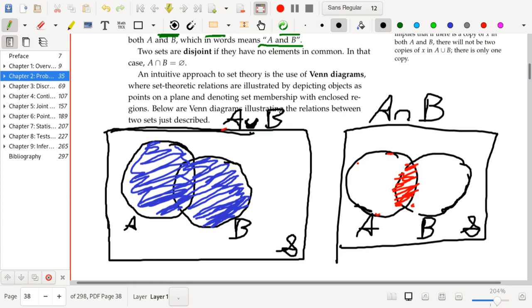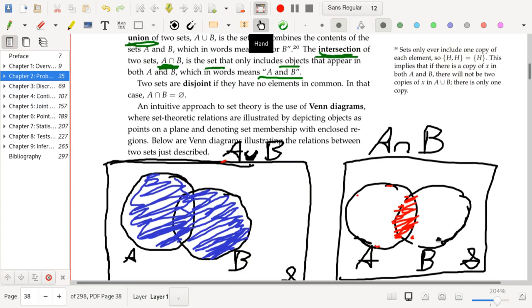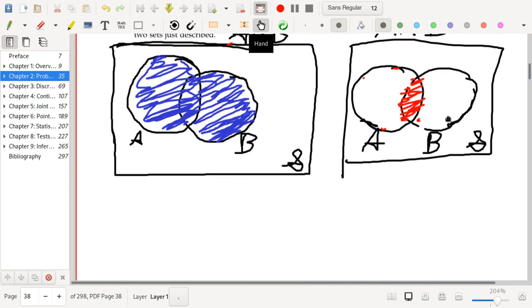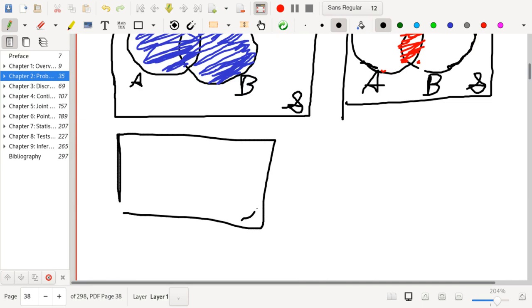Okay. So another important notion is disjointedness. Two sets are disjoint if they have no elements in common. In that case, A intersected with B is the empty set. So to draw disjointedness, this is what I would do. Here's my sample space. I draw an event A, and I draw an event B, such that there is nothing in common between the two events. All right, I'm going to draw the intersection between these two events. I'm done, because there's nothing intersecting. So the intersection between these two events is the empty set.